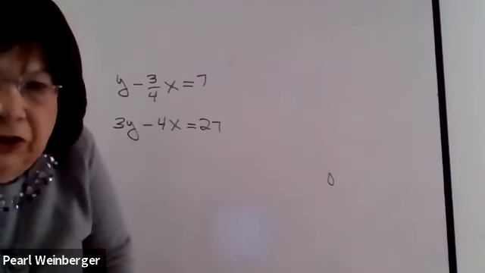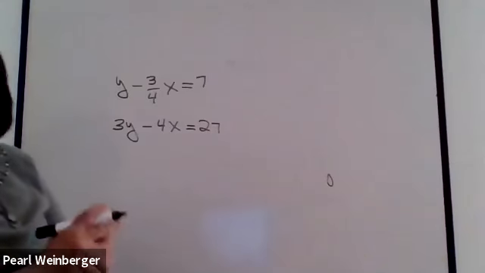The lines represented by the equations y minus 3 over 4x equals 7 and 3y minus 4x equals 27. How would I solve that? What was the question about it? It asks if it's the same line, perpendicular, parallel, or neither. I want to know how would I solve it.